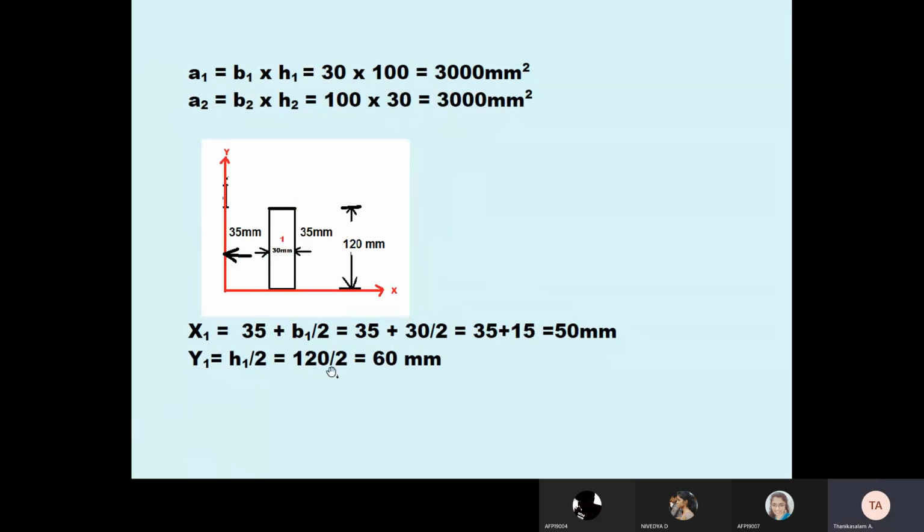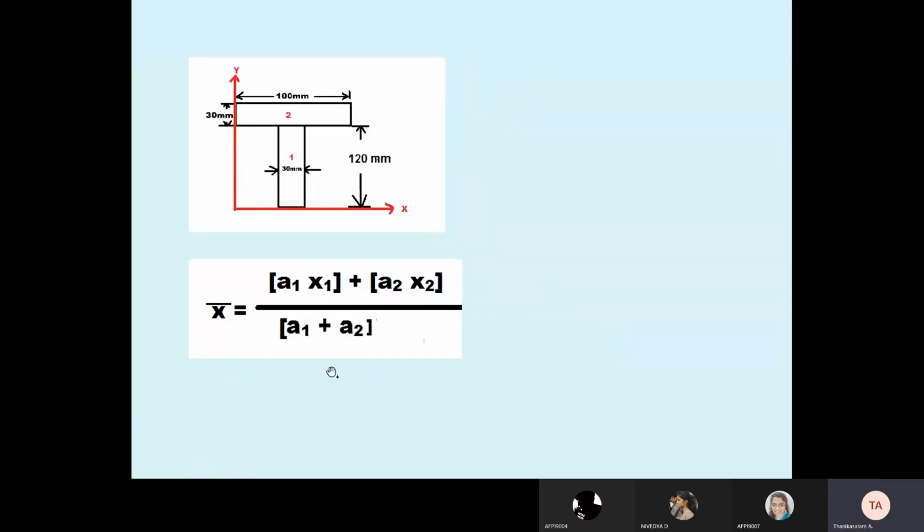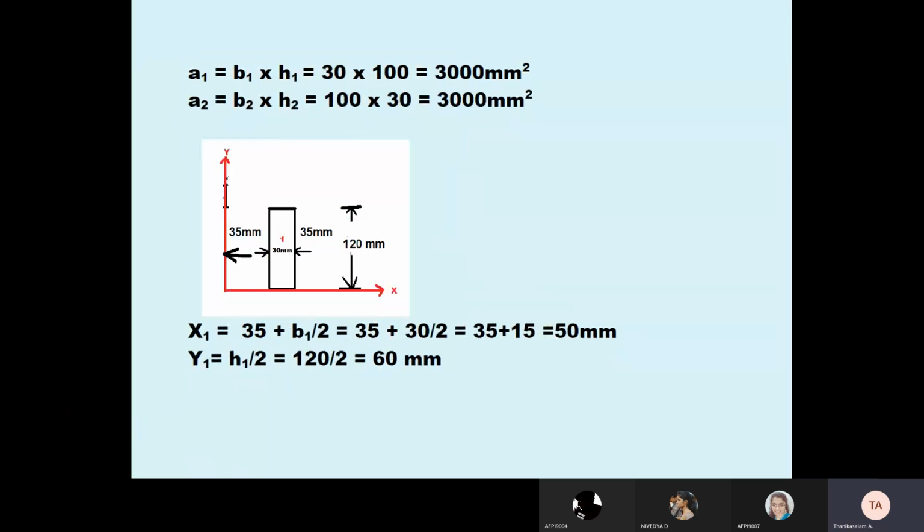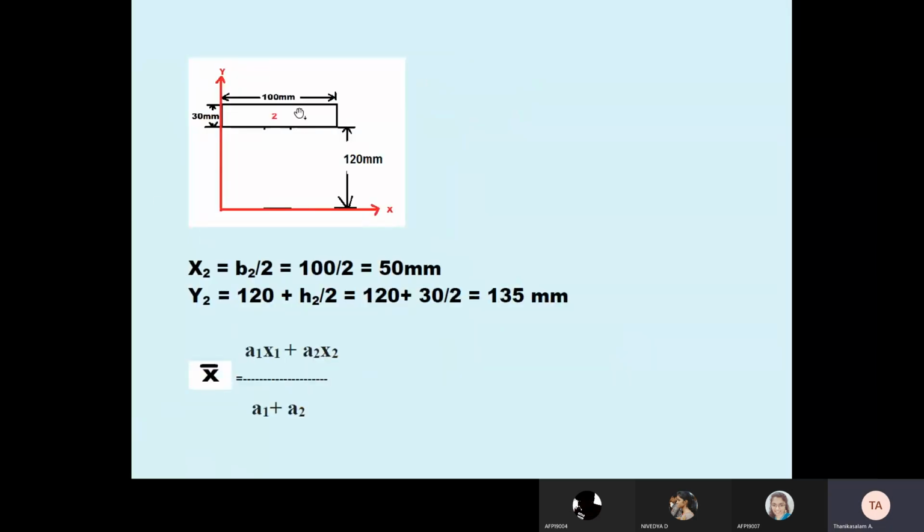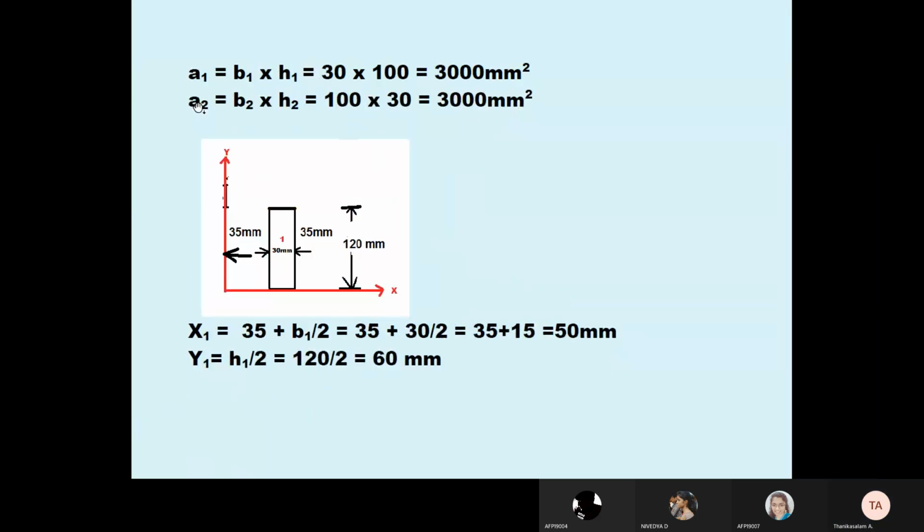First rectangle, no? What is the first rectangle? 30 into 120, 3600 mm squared. Second rectangle, correct, 100 into 30. Okay, so small change here. Now come to X1.